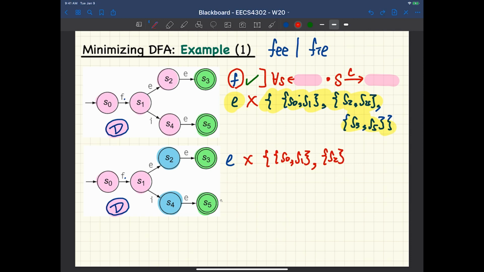Oh, sorry, I beg your pardon. Yes, got to be very careful. Thank you. S0 over here, and then S1 was split out, and then we have S2, S4. Those are okay.